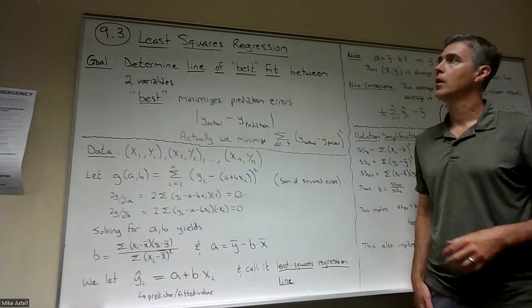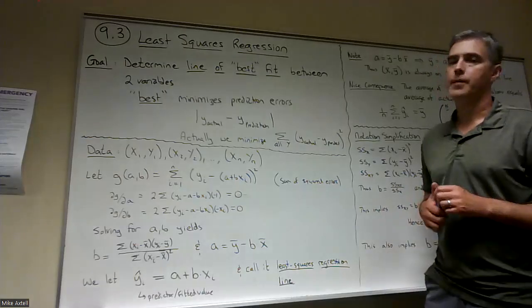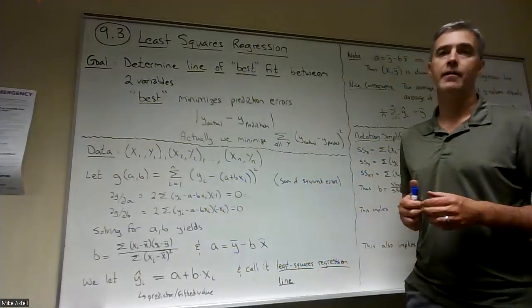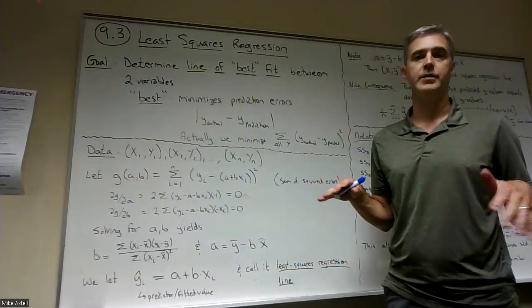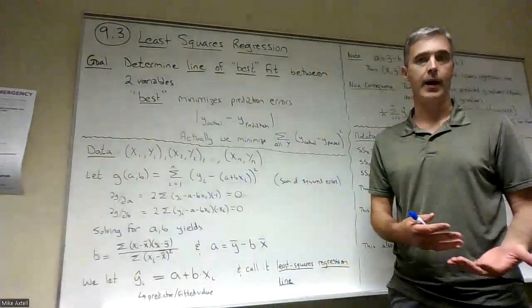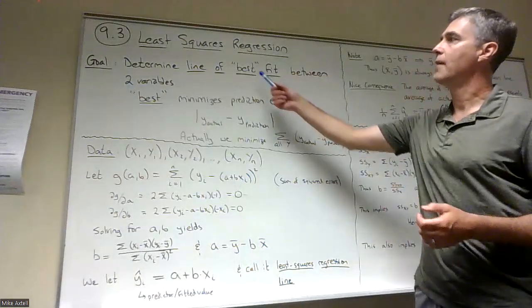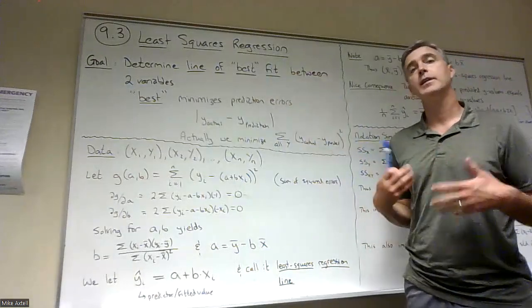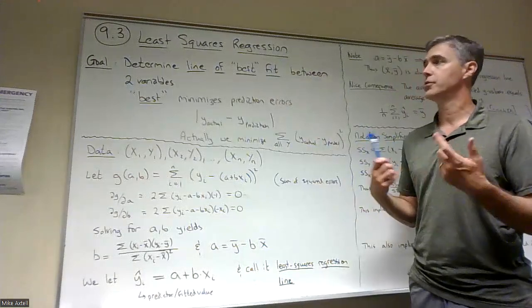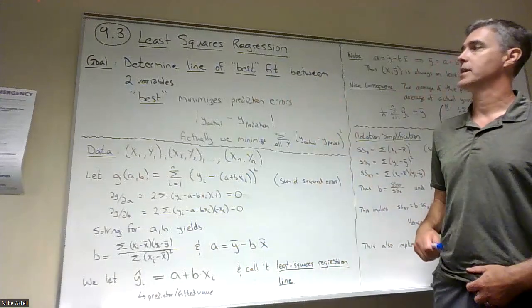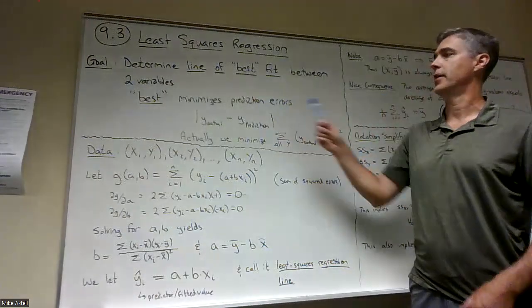All right, so in section 9.3, we're actually going to figure out how to find a line of best fit to fit data (xi, yi). We're going to call this the least squares regression line. And best is subjective. There are a lot of different ways we could measure best fit. Here's just one of them. We're going to say best is going to minimize the prediction errors.